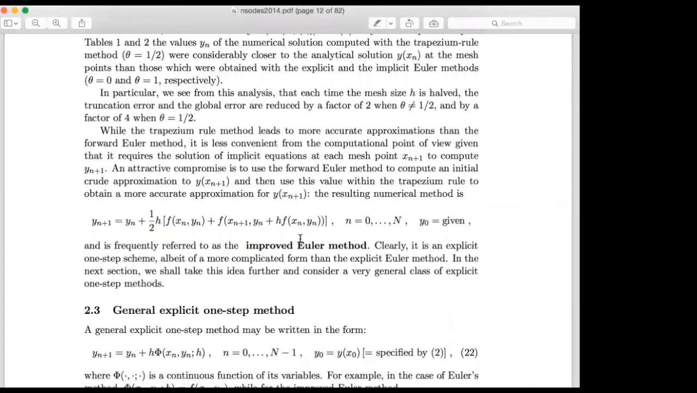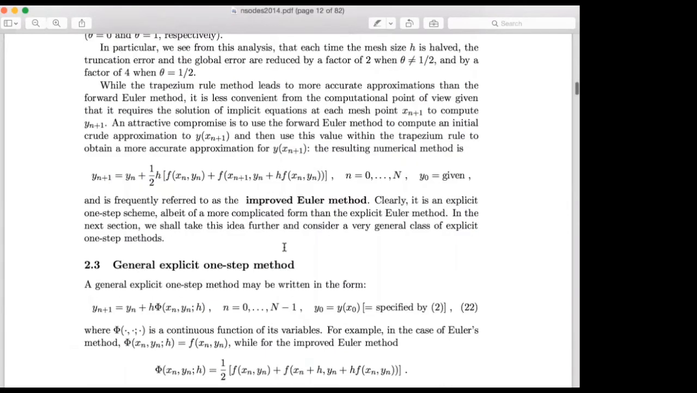But we can do the same thing in the implicit method, but if you do that there, we will achieve nothing, because the order remains the same. So that's why it is known as the improved Euler.